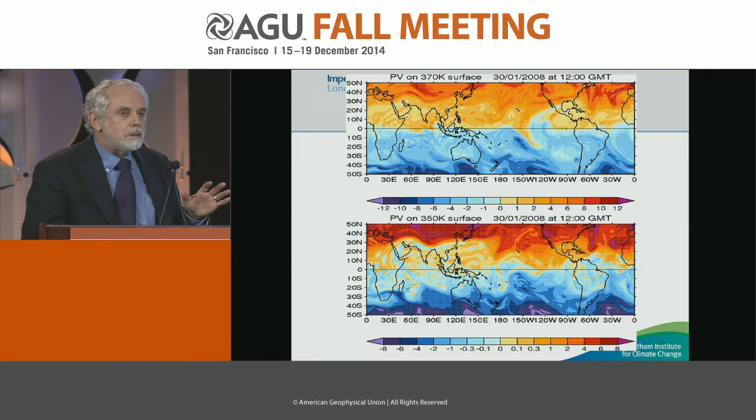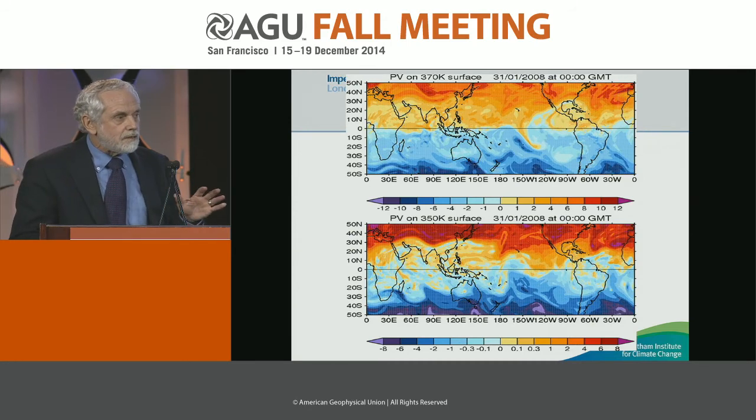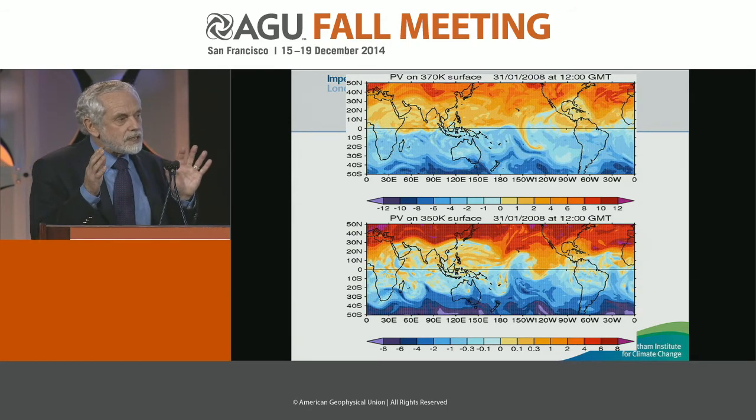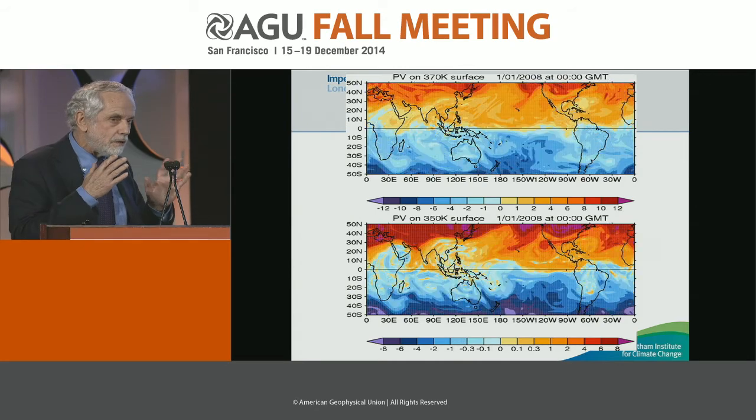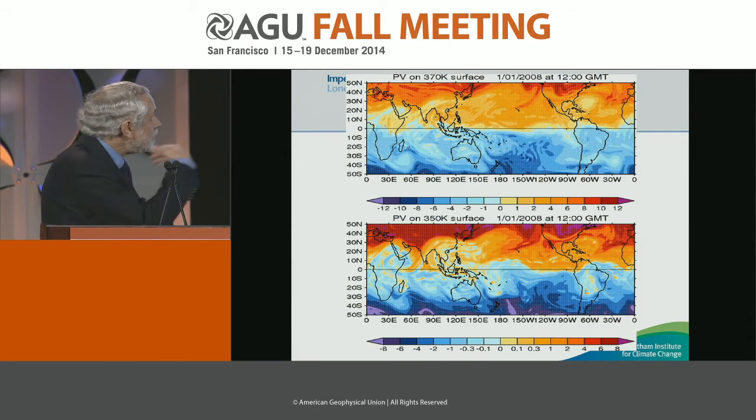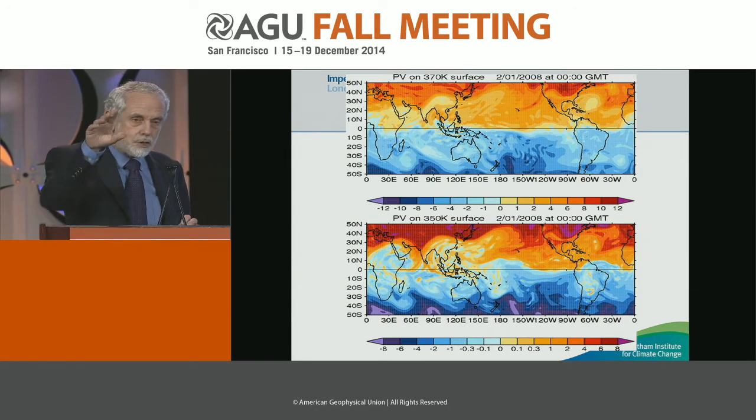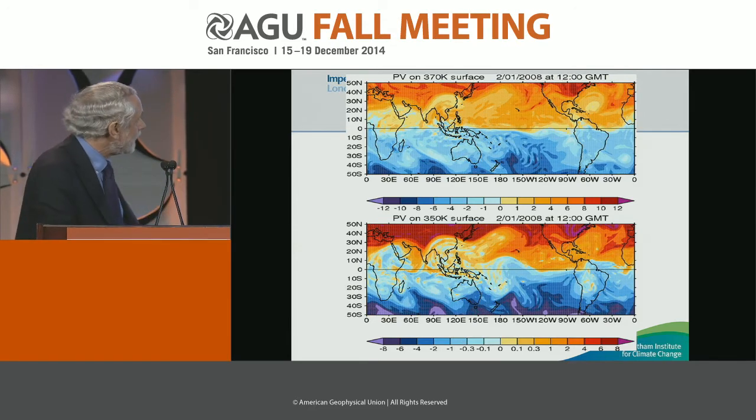So we think we're seeing a mixed Rossby gravity wave that gives a stationary, steady structure, but as the South Pacific convergence zone fluctuates, you get this fluctuating behavior and these streamers being given off into the two hemispheres.